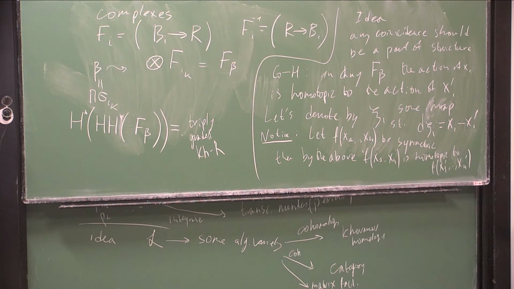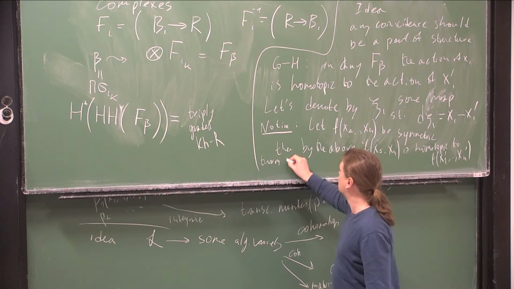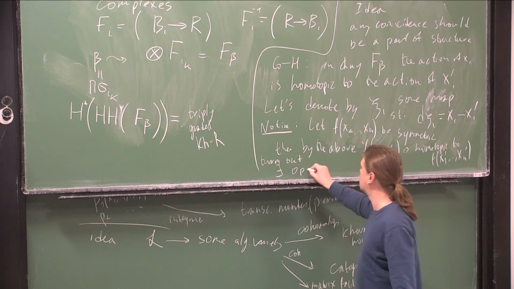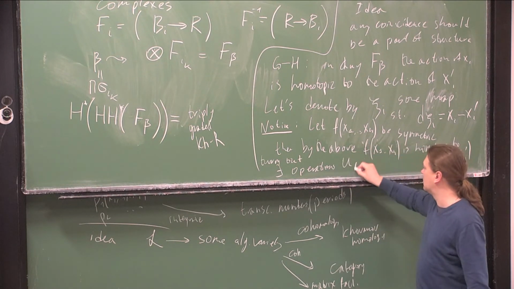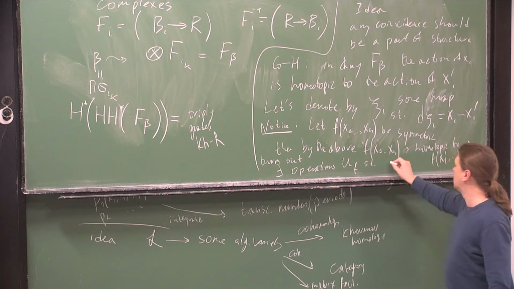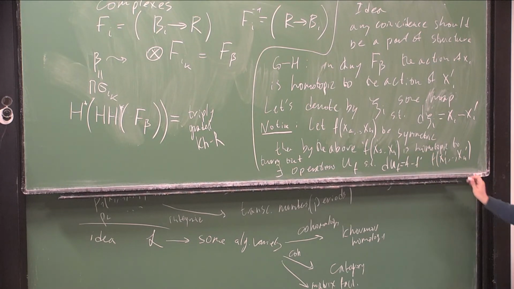So you can now take the difference, and then we can ask, is that homotopic to 0? And the answer is yes. And if yes, can we construct that homotopy explicitly? And that turns out to be true. So it turns out there exist some operations, let's call them U_f, such that the boundary of U_f is f minus f bar, the difference of these two things.